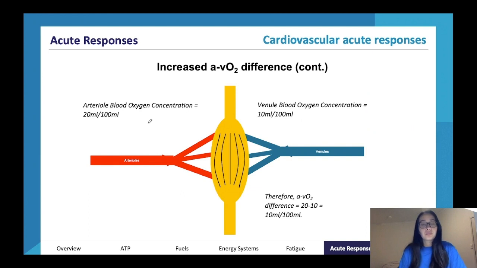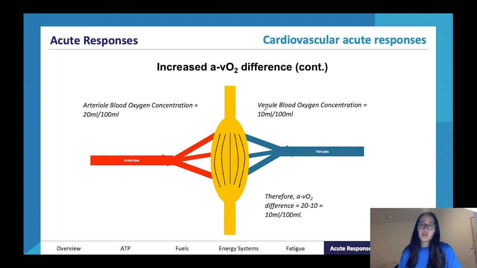So your arterioles are oxygen-rich blood. They should have quite a lot of oxygen in them. And you can see that this arteriole here has 20 mils of oxygen per 100 mils of blood. Then it goes off and there's a capillary here where it diffuses into the working muscles, okay? So working muscles here. Then you've got the venules on the other side, okay? Artery, capillary, venule.